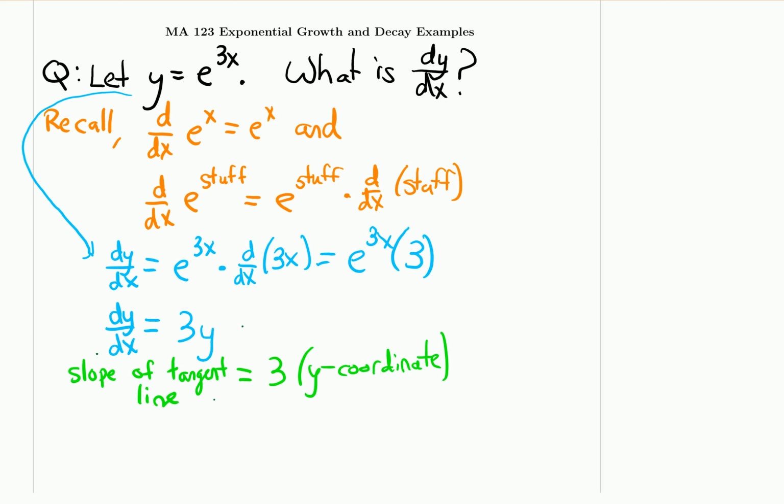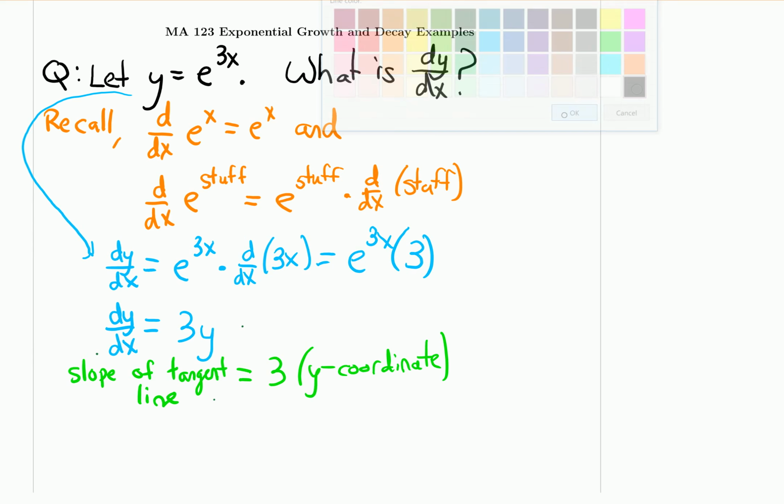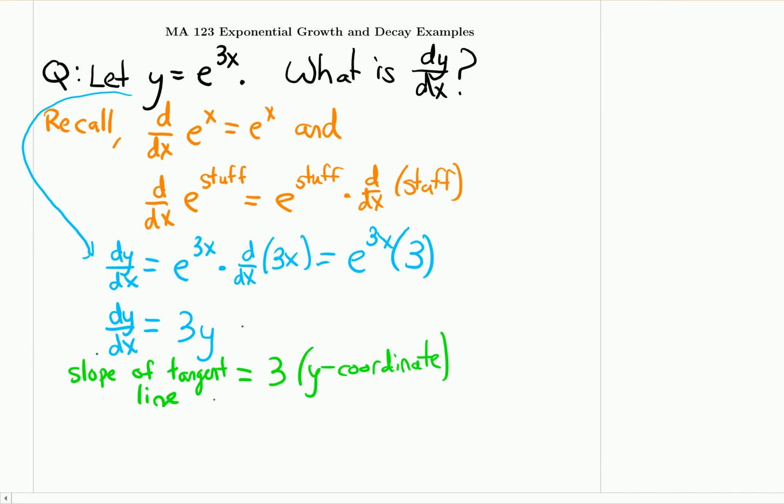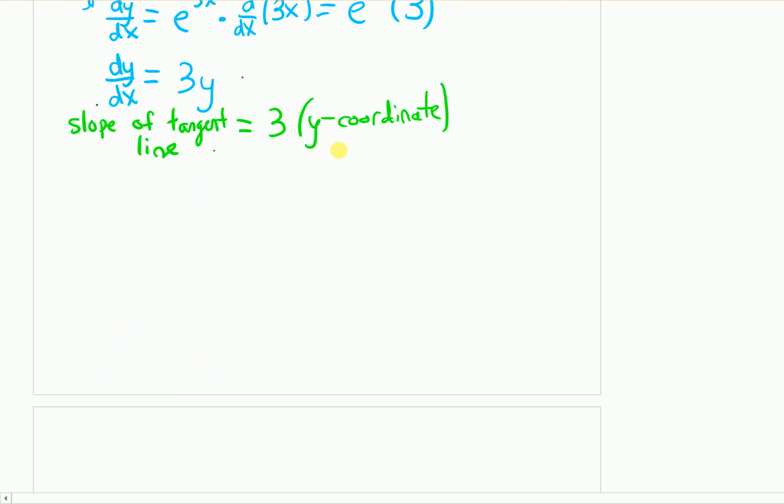Okay, so for this function that we started off with, e to the 3x, when we took the derivative of that, what we found was that the slope of the tangent line, the derivative, equaled 3 times the y coordinate. Okay, so it turns out that this type of thing, when the slope of the tangent line equals some number times the y coordinate, happens only when our function is an exponential function like this. So I want to write that down next.